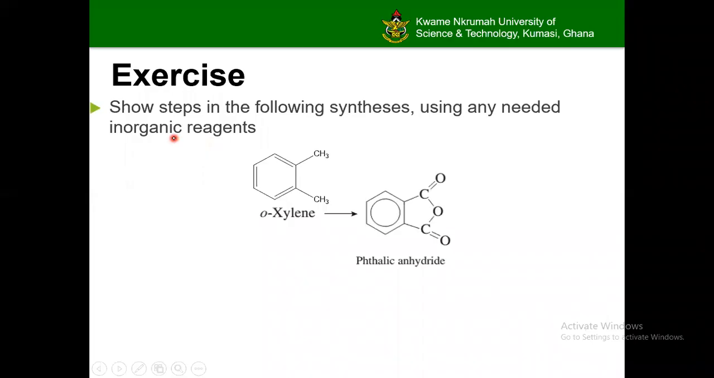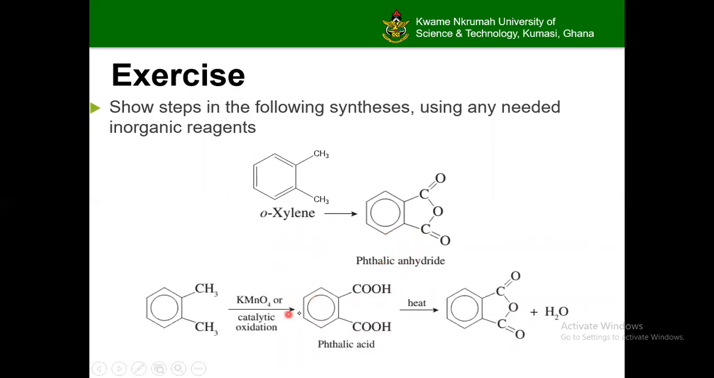Now, an exercise for us to try our hands on. They ask us to show the steps, right? We are taking o-xylene to phthalic anhydride. So the first thing we have to do is oxidize. So we can oxidize this with chromic acid or KMnO4. We'll get our dicarboxylic acid, and then we heat. When we heat phthalic acid, we'll get phthalic anhydride. Very simple. So that's what has happened here.